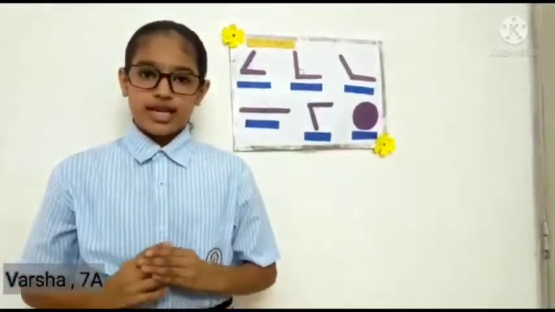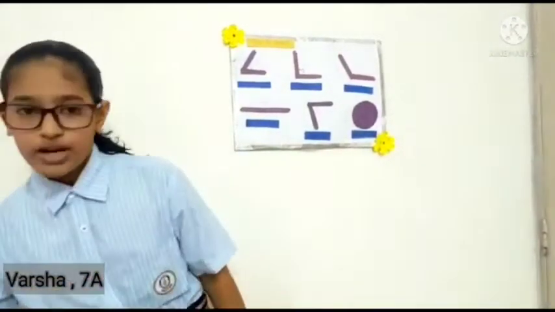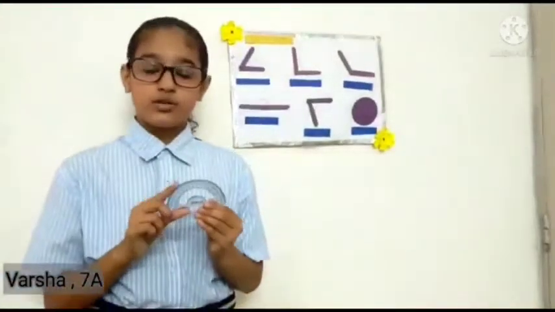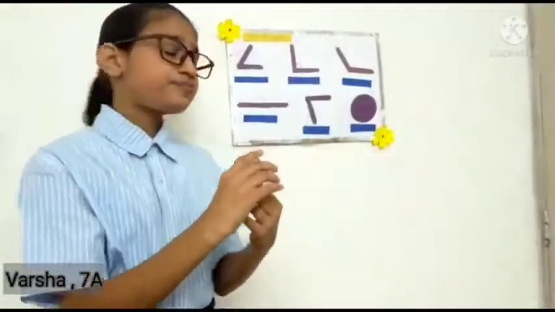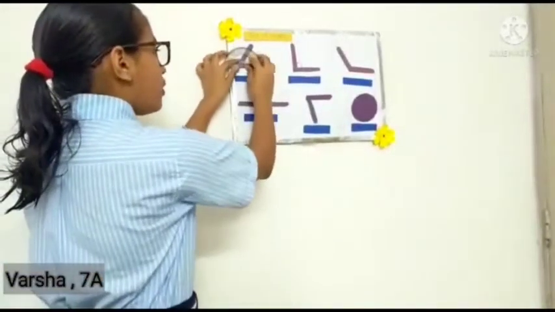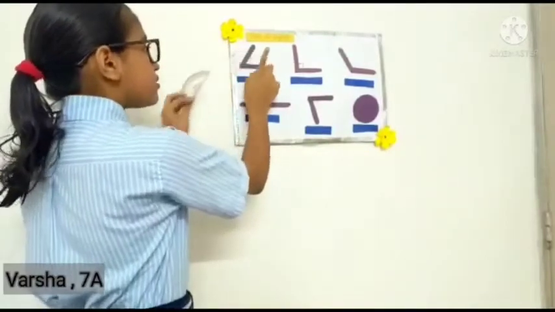So the next question is, which instrument is used to measure an angle? Yes, you are correct. A protractor is used to measure an angle. This is the center of the protractor. You keep it all the way right here on the angle and measure it. So this angle measures 45 degrees.